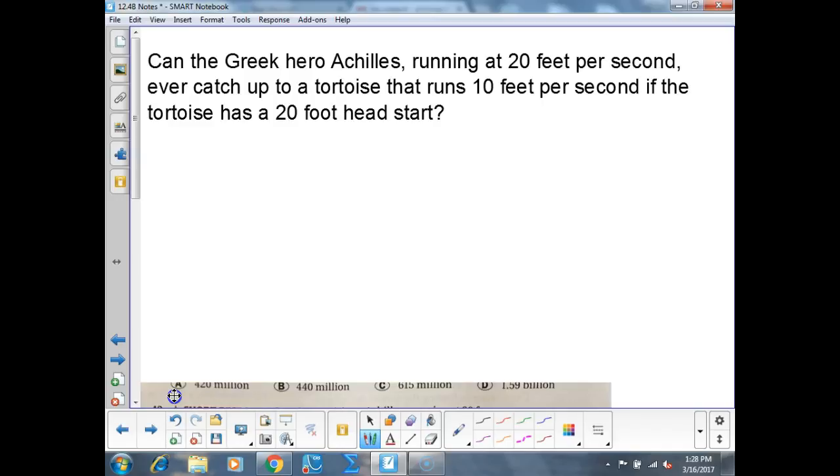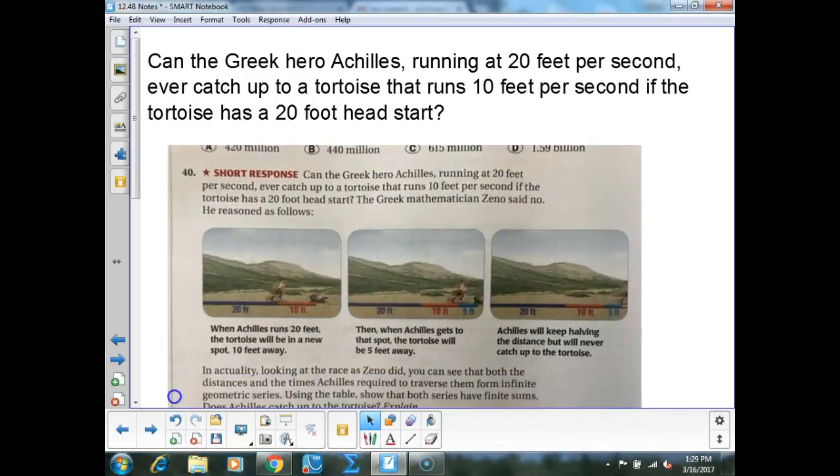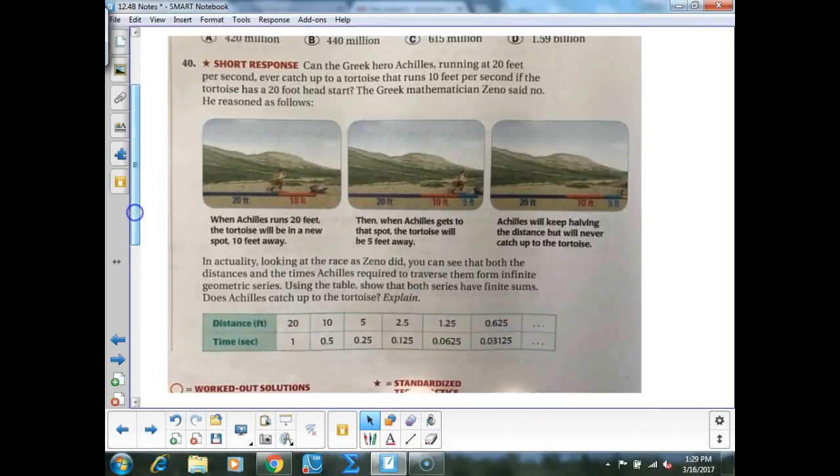This is exactly why we don't have nice things. Okay? Greek mathematician Zeno said no. This is out of your book. If you got your book, it's in 12.4. It's number 40.